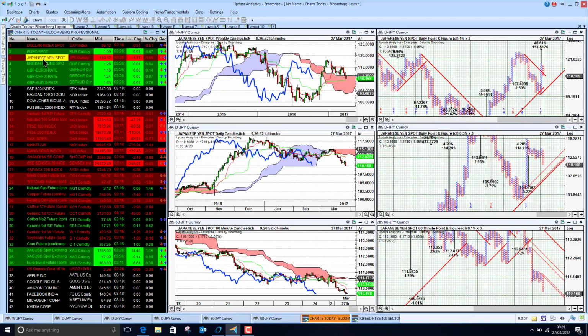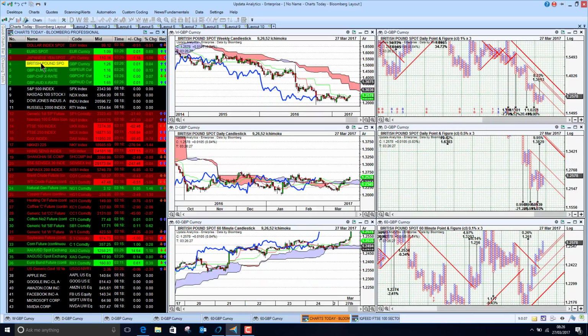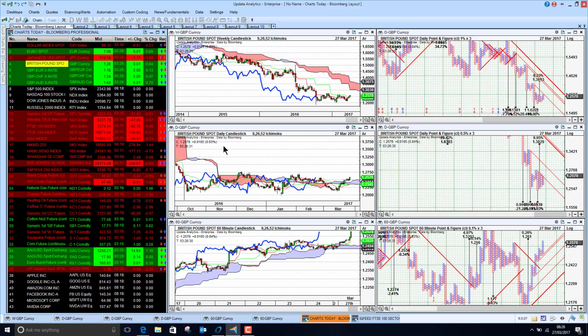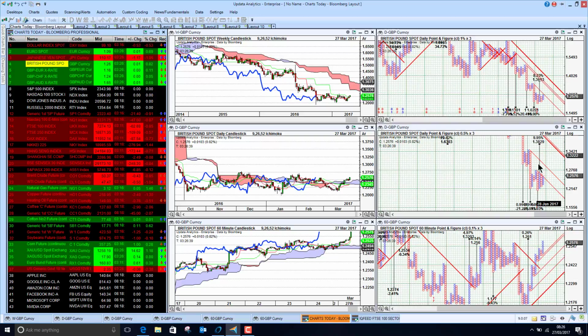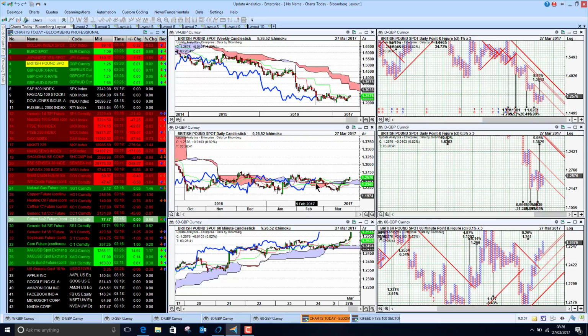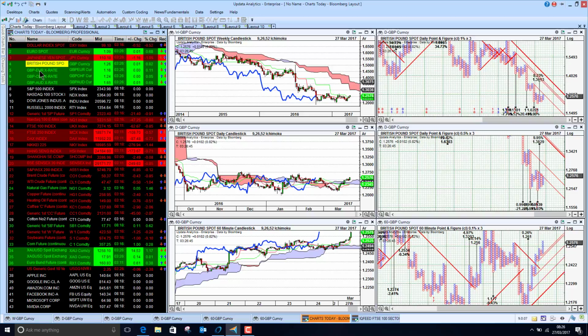Japanese yen also strengthening against the dollar. Dollar weakness there really clear as well, and looking like in the medium term we're probably going to go through the cloud there as well. Sterling up again strongly this morning. So we are seeing this 126.10 target being met. We haven't activated this medium-term target yet, but we are back above the cloud here on the medium-term chart. So sterling looking more and more bullish as well.